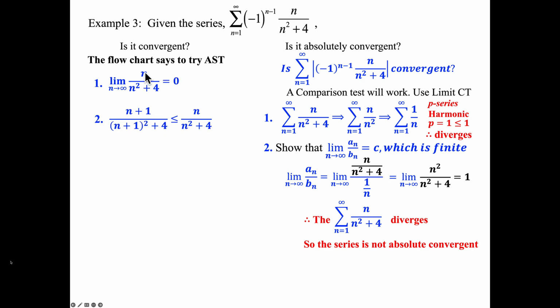N plus 1 over n plus 1 squared plus 4. This is the b sub n plus 1 function. Is that less than or equal to n over n squared plus 4? Excuse me, I should say b sub n plus 1 less than or equal to b sub n. Show that it's decreasing the whole time. All right, so again, not the best thing to use. A lot of foiling. We're going to get terms, just too much work.